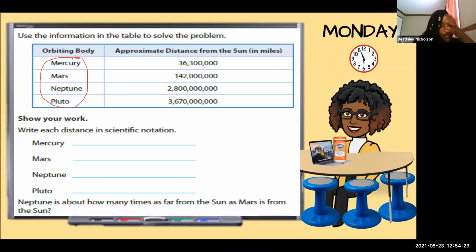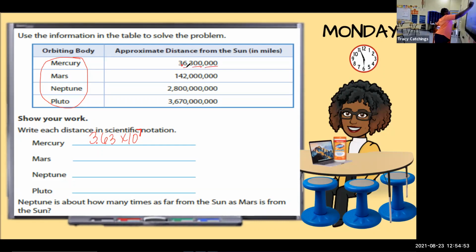You're muted. 3.63 times 10 to the 7th power. All right. Place the decimal with 3 in the front. She said 7. Good job. That will be correct.